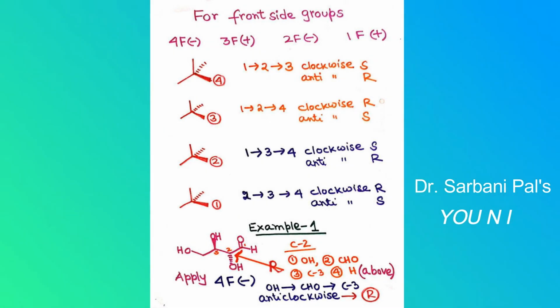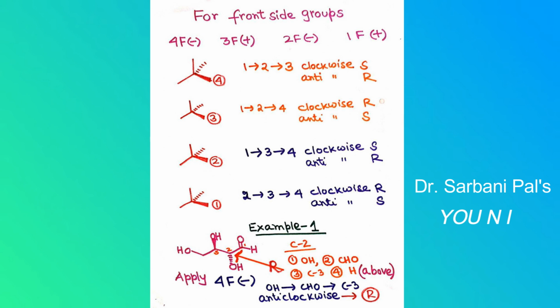Now let us consider those cases where the first priority group, second priority group, third priority group or the fourth priority group are oriented in front instead of at the back. In that case also, without exchanging or doing any further operation, we can directly determine the R or S absolute configuration for the chiral center. But in that case, let us discuss what the mnemonic table will be.